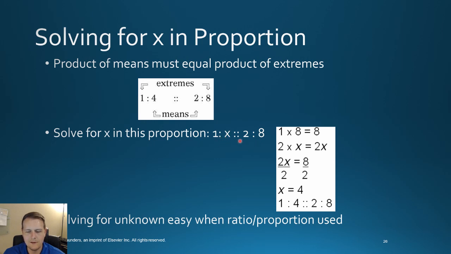So the product of x and 2 has to be equal to the product of 1 and 8 in this case. By looking at the extremes, 1 times 8 equals 8. It's pretty straightforward. And then 2 times x is the product of the means that we're looking at there. Okay, so 2x has to be equal to 8. By dividing both sides by 2, you're going to find that x is equal to 4. And you can see here how it makes sense based on what we were looking at previously. And again, you could solve for any one of those numbers the same way. It just depends on which variable you're actually looking for.